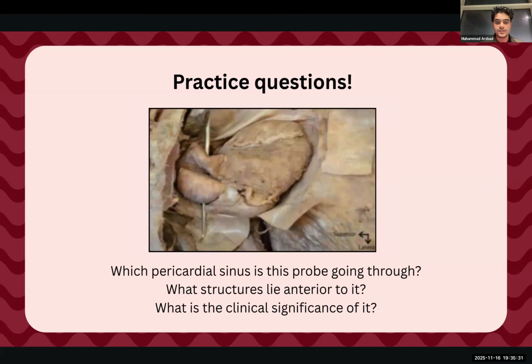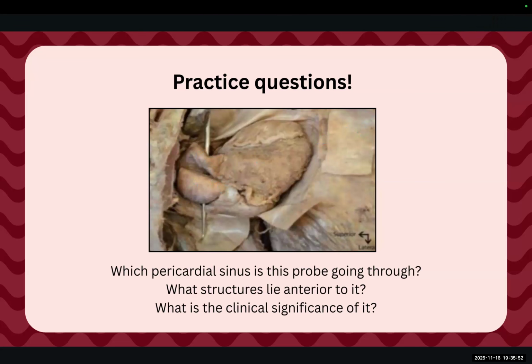So this is the next question. Can somebody else please unmute and answer which pericardial sinus is this probe going through? What structures are anterior to it? And what is the clinical significance of it? Anybody?